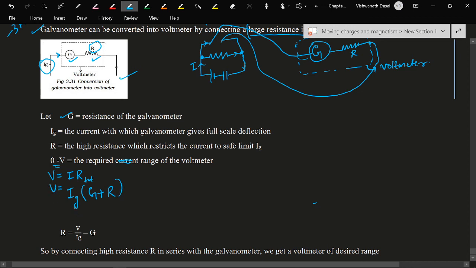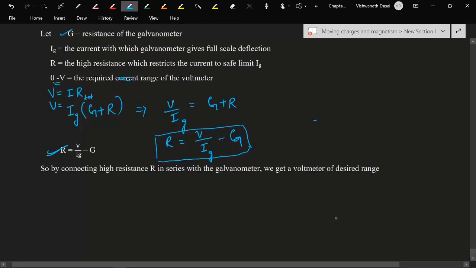Therefore we'll solve for R. So how much R to be connected, we have to solve for that. So V divided by Ig is equal to G plus R. So R is equal to V divided by Ig minus G. So this is the value of the resistance to be connected in series with a galvanometer to use it as a voltmeter.